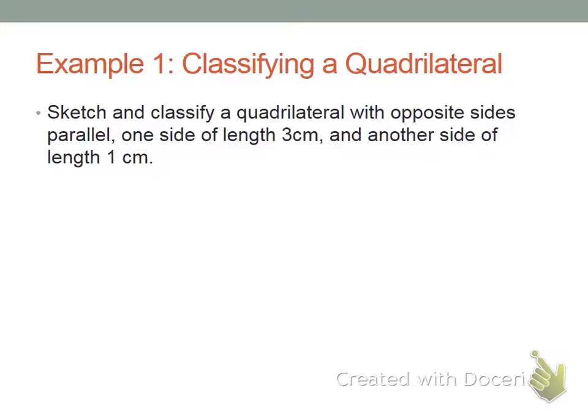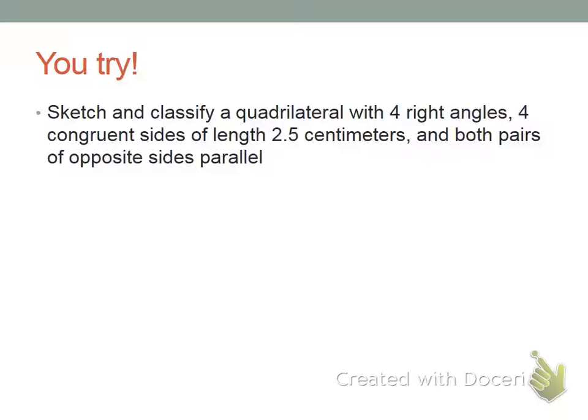Sketch and classify a quadrilateral with 4 right angles, 4 congruent sides, and lengths of 2.5 centimeters. Both pairs of opposite sides are parallel. Go ahead and do that one.